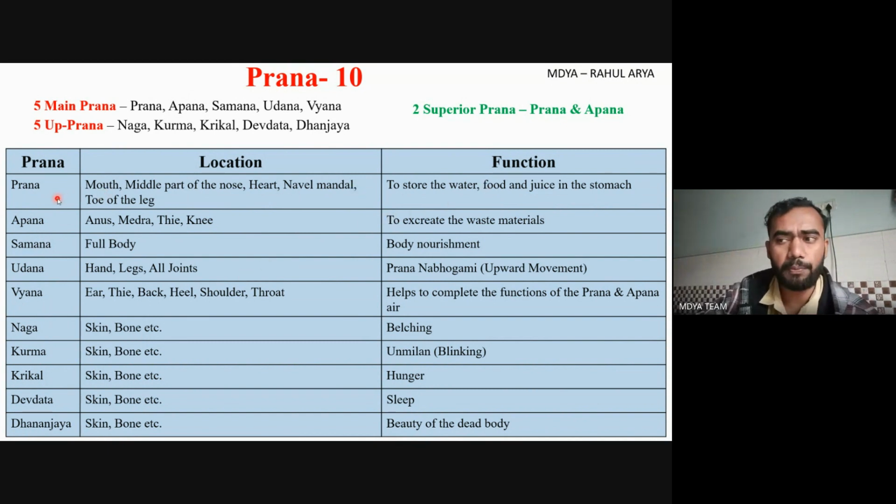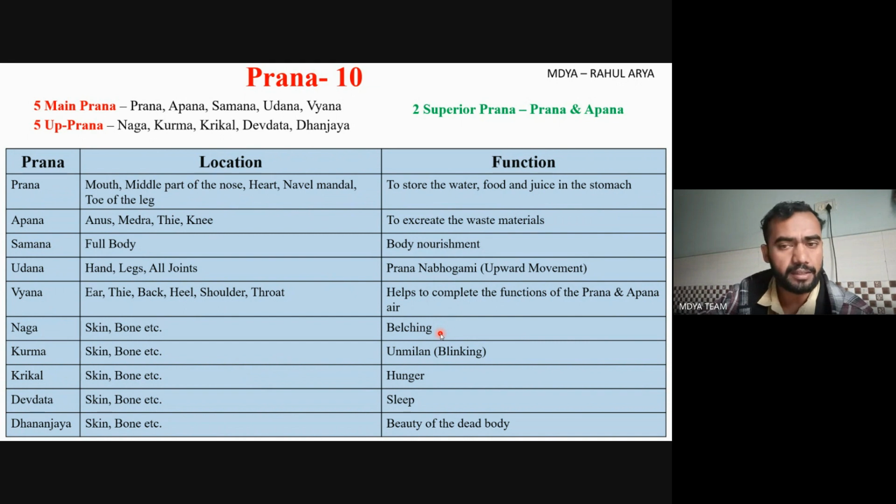Functions. Function of prana is to store the water, food, juice in the stomach. Function of the apana is to excrete the waste material from the body. Function of samana is body nourishment. Function of udana is it makes our prana nabhogami, meaning upward movement. It lifts our prana. And the vyana function is to help complete the functions of the prana and the apana. It supports the prana and the apana.